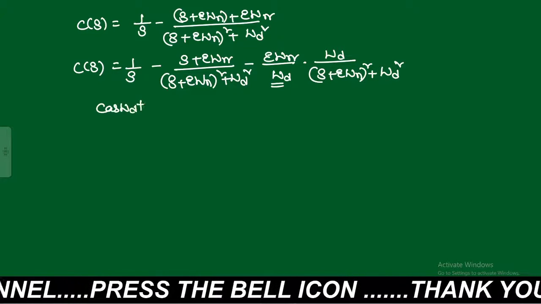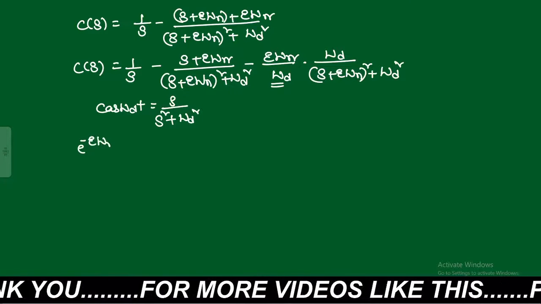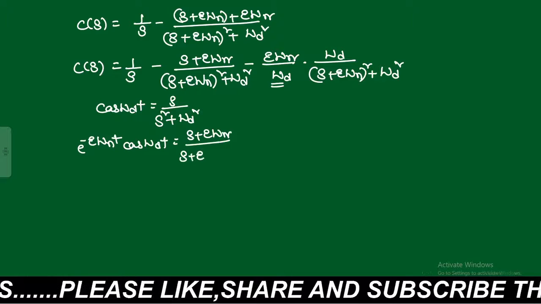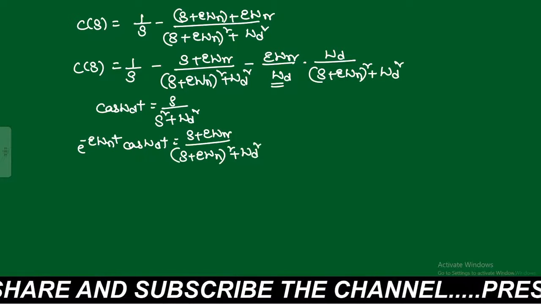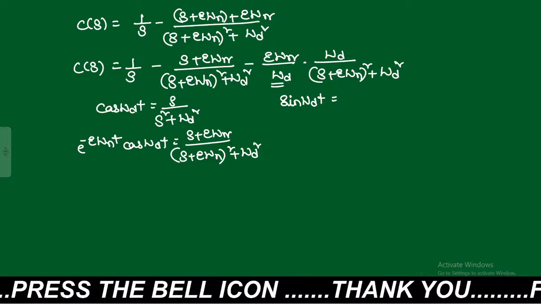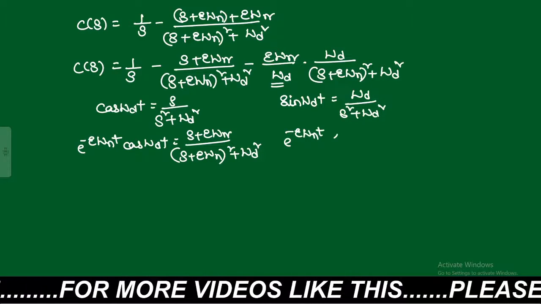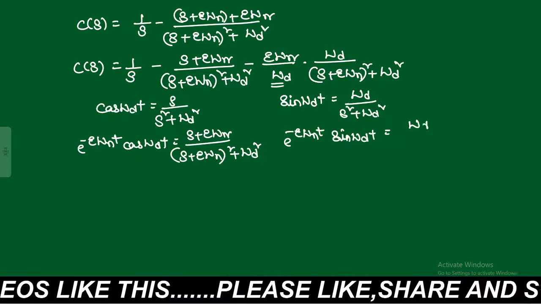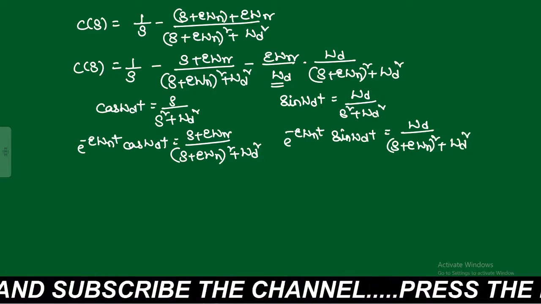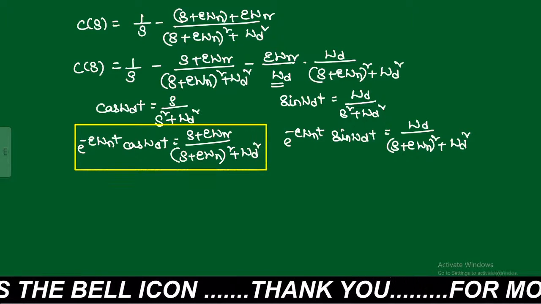You already know cos omega d t is s by (s square plus omega d square). Whenever you have e to the power of minus zeta omega n t cos omega d t, it will become (s plus zeta omega n) divided by ((s plus zeta omega n) whole square plus omega d square). This is the formula I want to substitute, that's why I have done all the modification. Then you have another formula: sin omega d t is omega d by (s square plus omega d square). Whenever you multiply the exponential term, you get omega d divided by ((s plus zeta omega n) whole square plus omega d square). These are the two formulas we are going to use for the next step.